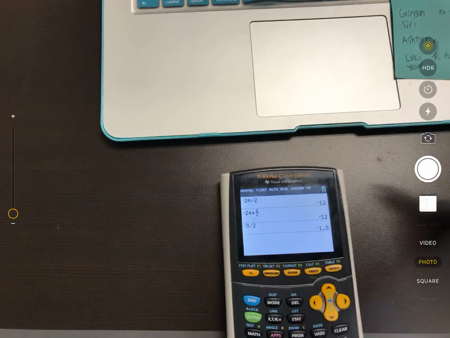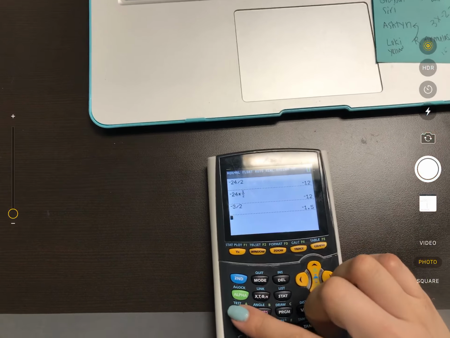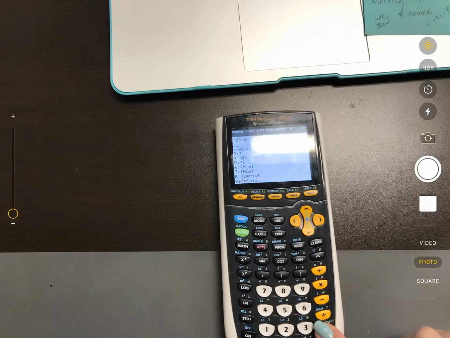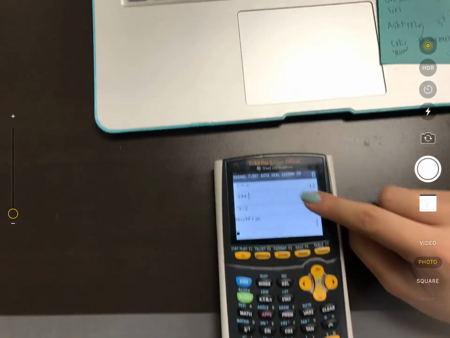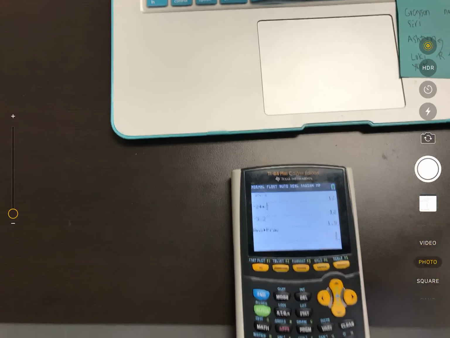That gives me a decimal, but I want to change this to a fraction. The way I do that is by clicking the math button, and then you see how it says fraction here. You're going to hit enter, and then enter again. It's going to take negative 1.5 and turn it into a fraction for you. So it's going to be negative 3 over 2.